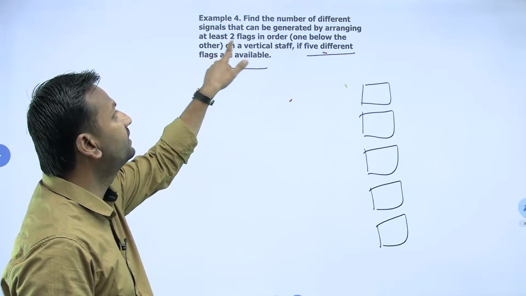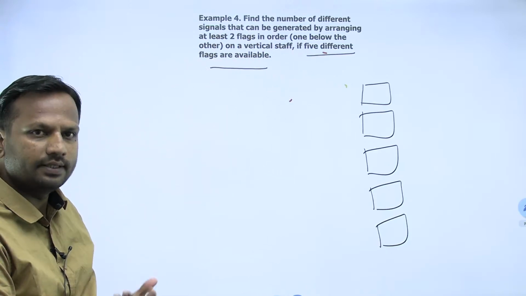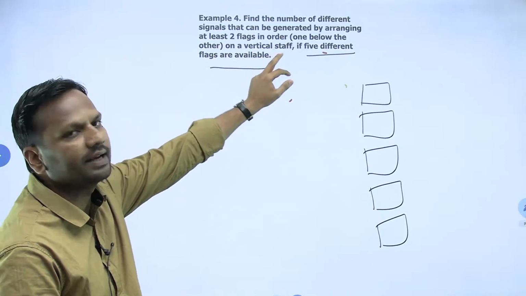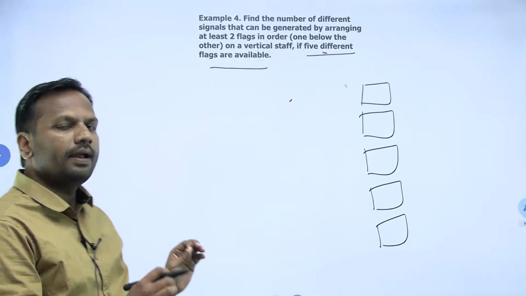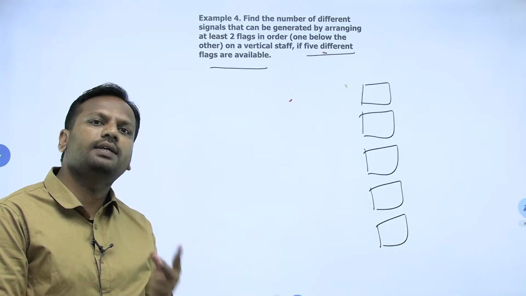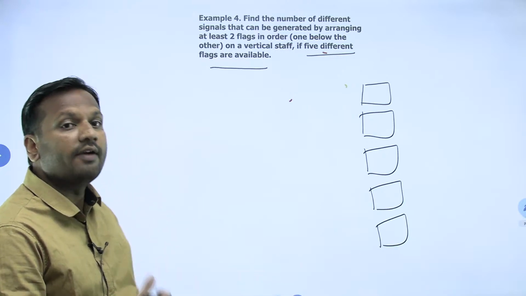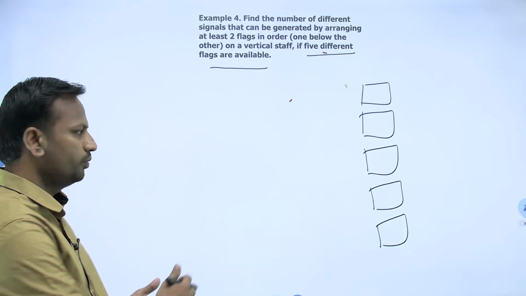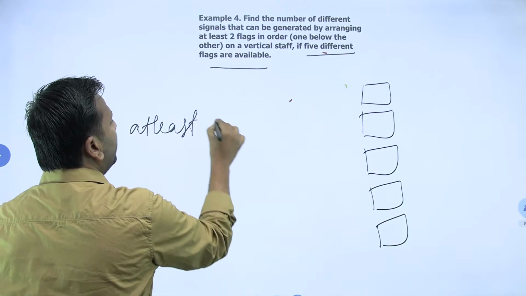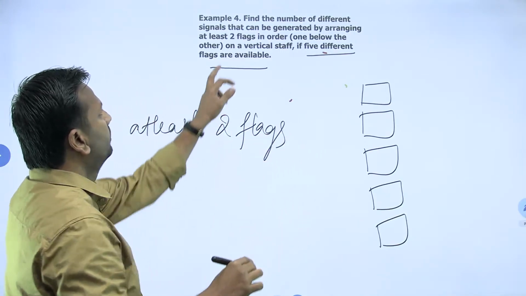Find the number of different signals that can be generated by arranging. I have to generate the signals in such a way that by arranging at least 2 flags in order, means by taking at least 2 flags from the 5 different colors of flags, I have to generate the signals now. What they're saying here, at least 2 flags. By taking at least 2 flags, right?